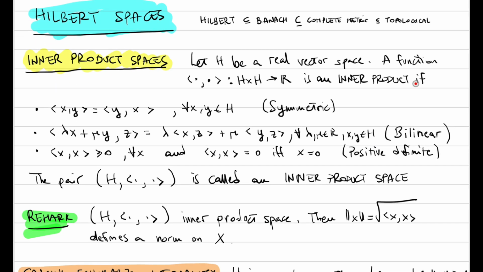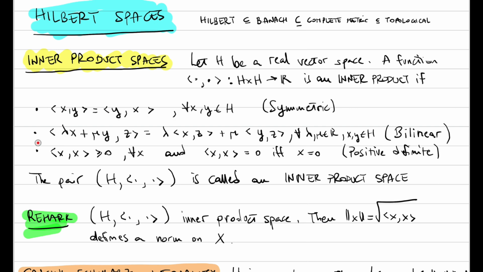Okay. So before talking about Hilbert spaces, we have to introduce inner product spaces. So let H be a real vector space. A function which we denote by these 2 brackets, from the product of H times itself into R, is called an inner product if these 3 properties are satisfied. So the first property just says that the inner product is symmetric, as it happened with the distance, for example.